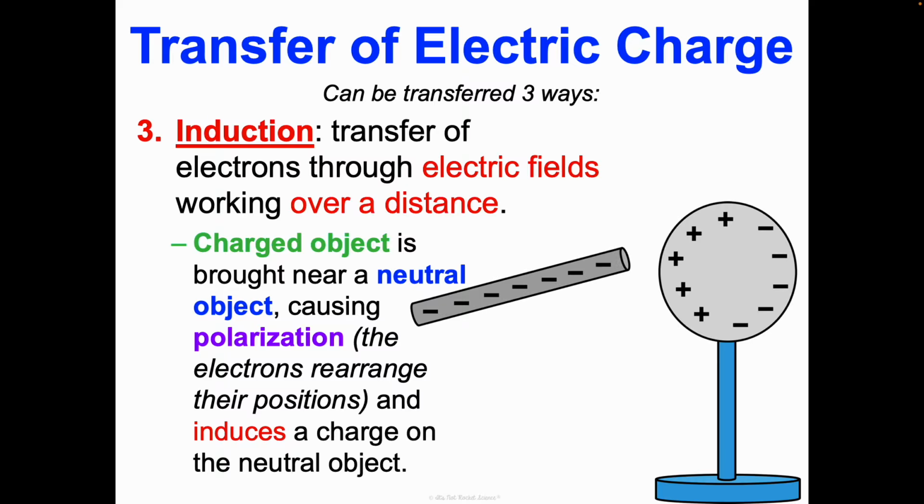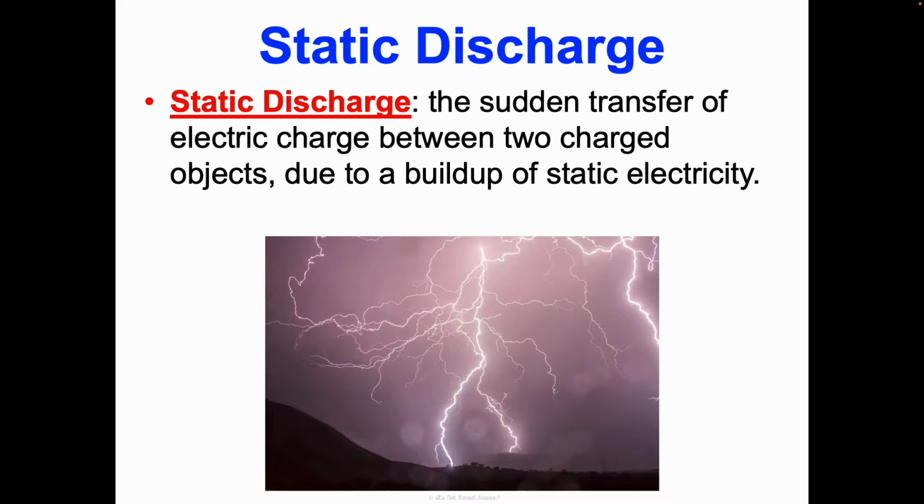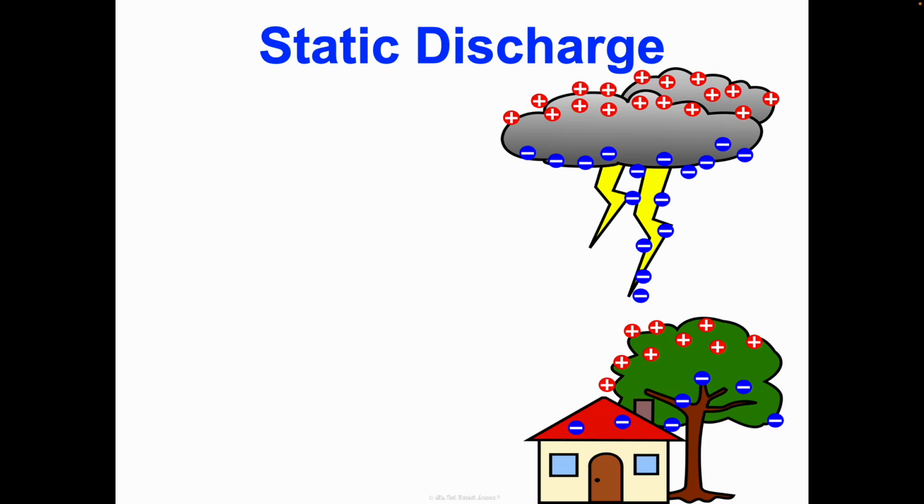Now, 2 more things I want to talk about before we wrap this up. First is static discharge. This is the sudden transfer of electric charge between 2 charged objects due to a buildup of static electricity. And an example of this is lightning. So here is how it works.